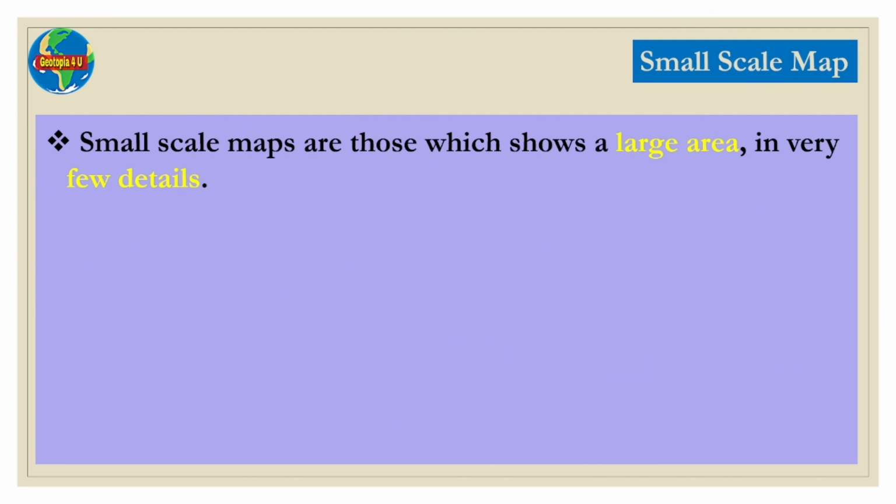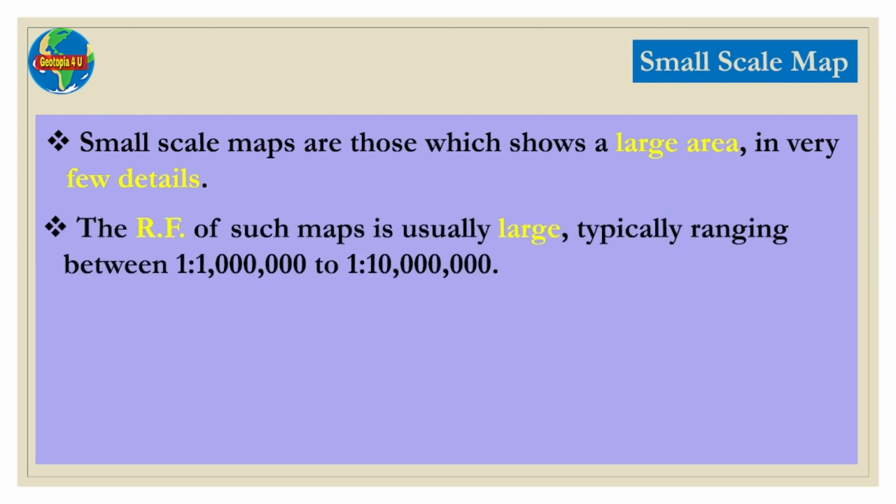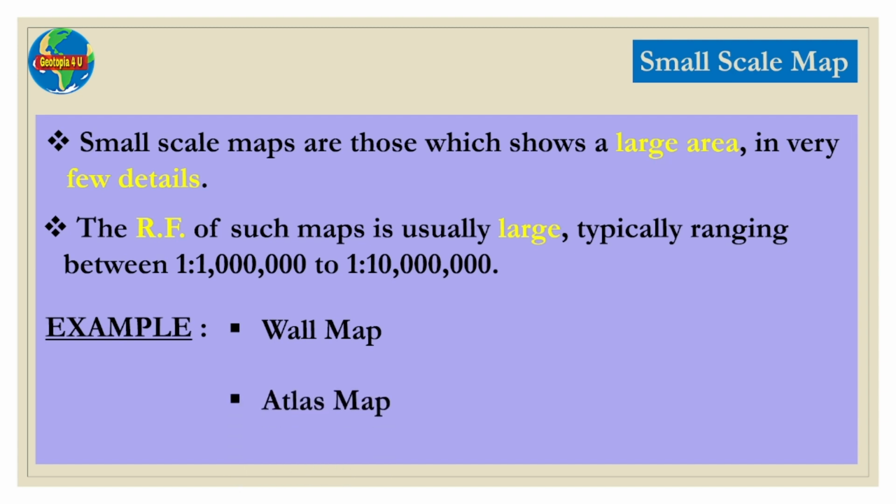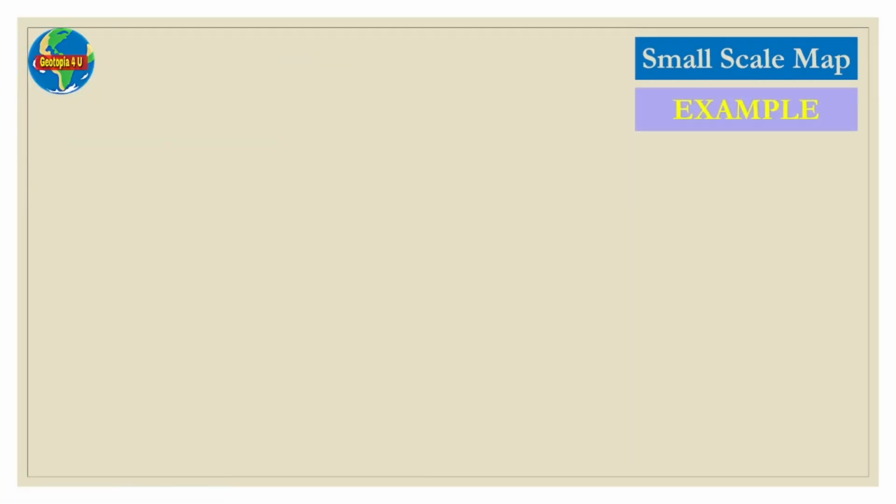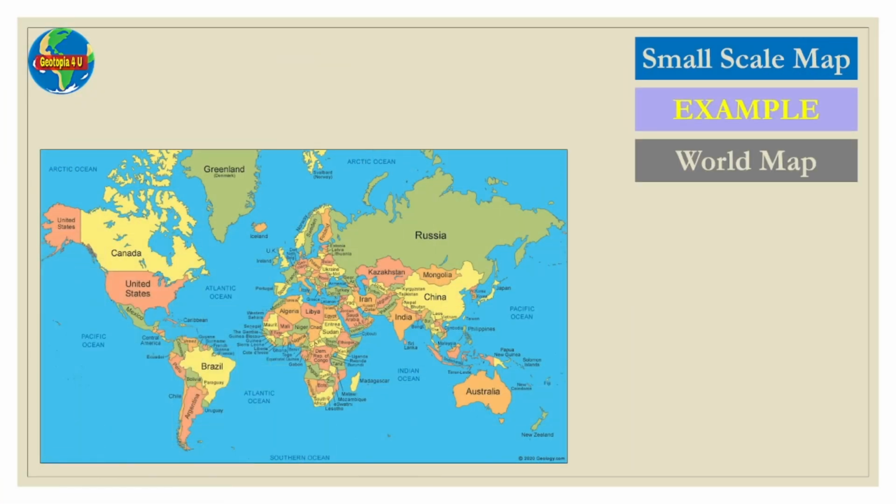Small-scale map. Small-scale maps are those which show a large area in very few details. The RF of such maps is usually large, typically ranging between 1:1 million to 1:10 million. Example, wall maps, atlas maps, continent maps. On your screen you can see a world map, which is an example of a small-scale map.